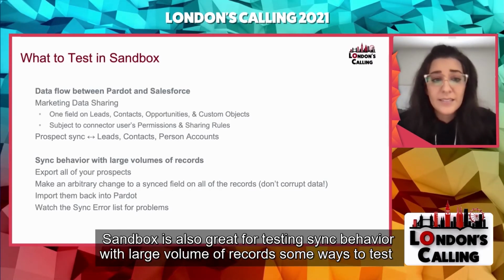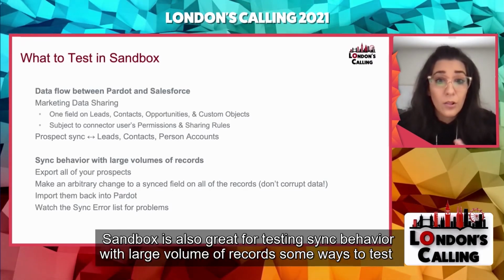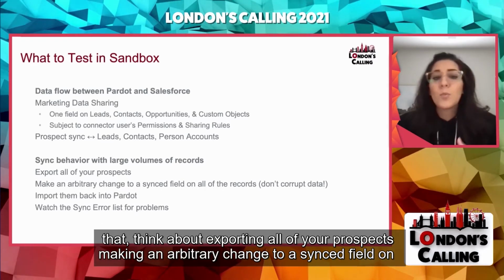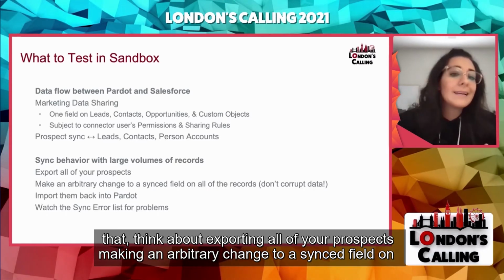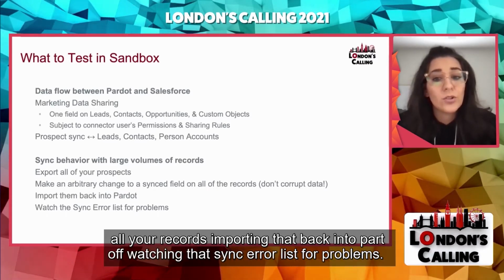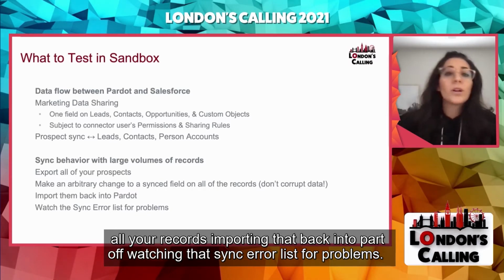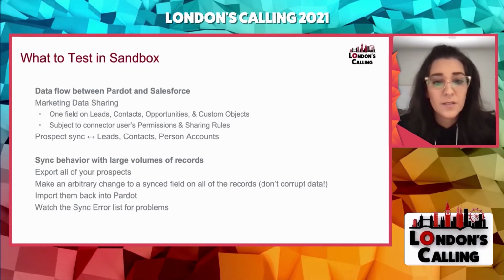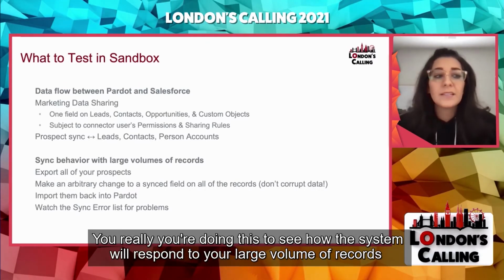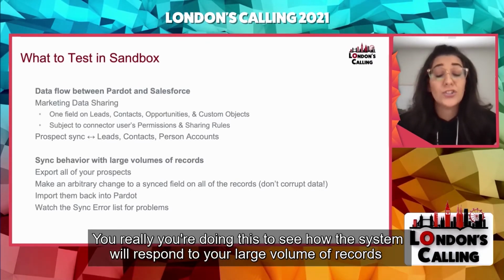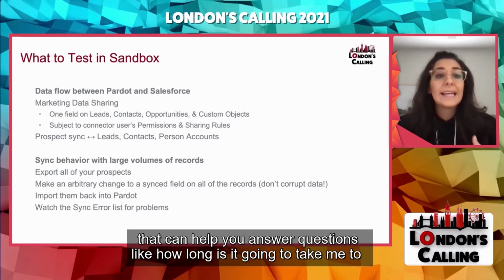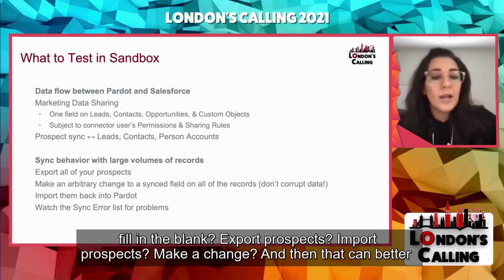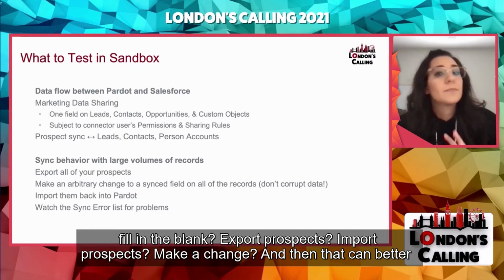Sandbox is also great for testing sync behavior with large volume of records. Some ways to test that, think about exporting all of your prospects, making an arbitrary change to a synced field on all your records, importing that back into Pardot, watching that sync error list for problems. You're doing this to see how the system will respond to your large volume of records. That can help you answer questions like, how long is it going to take me to export prospects, import prospects, make a change?